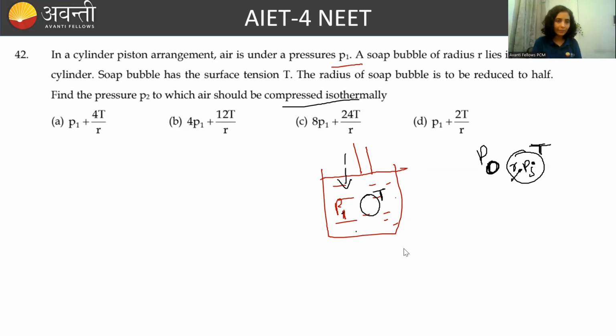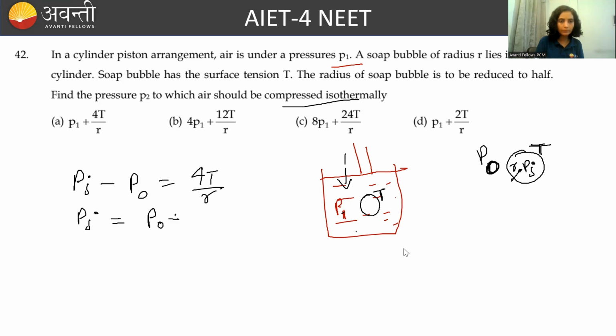So that relation will be how much? That is your Pi minus P0 equal to 4T by R. So initially, if we write Pi, initial inside pressure, will be how much? So Pi equal to P naught plus 4T by R. Okay. So let's now write what is this relation before compression and what is this relation after compression. And then we need to simply solve it. Okay.